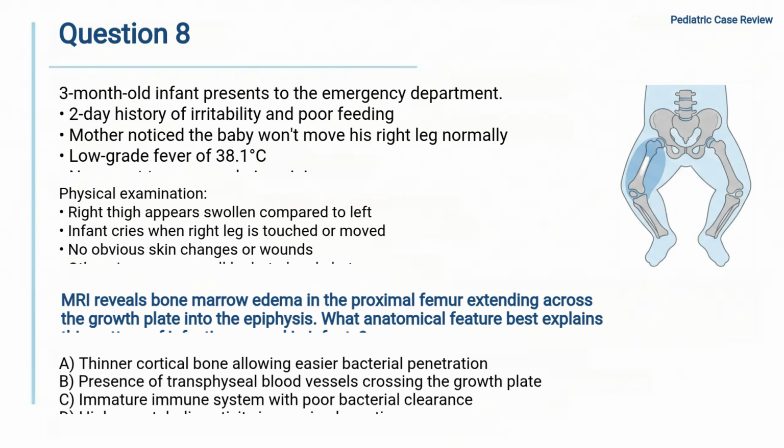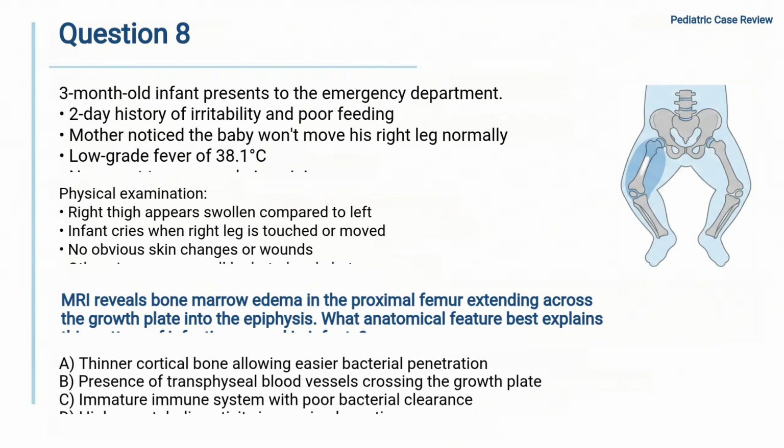On examination, the right thigh appears swollen compared to the left. The infant cries when the right leg is touched or moved. There are no skin changes or wounds. Magnetic resonance imaging reveals bone marrow edema in the proximal femur extending across the growth plate into the epiphysis. What anatomical feature best explains this pattern of infection spread in infants?